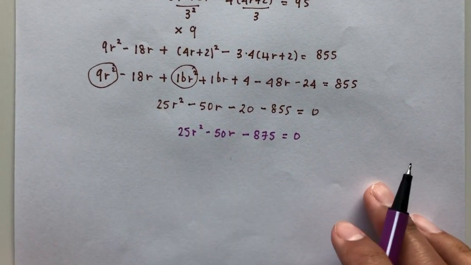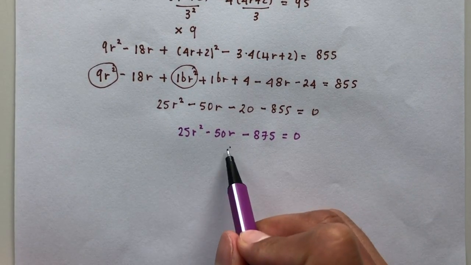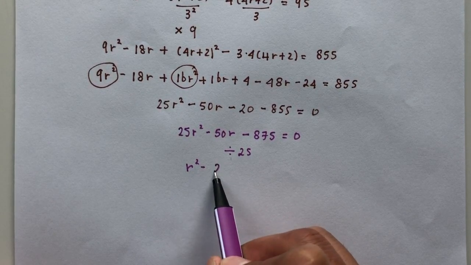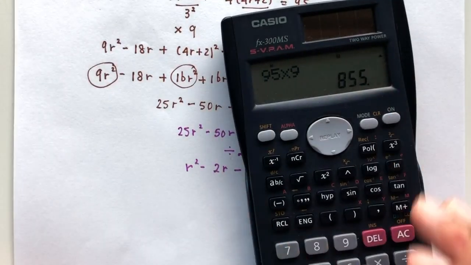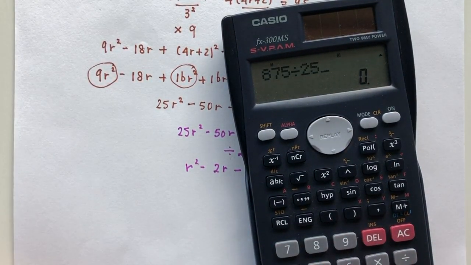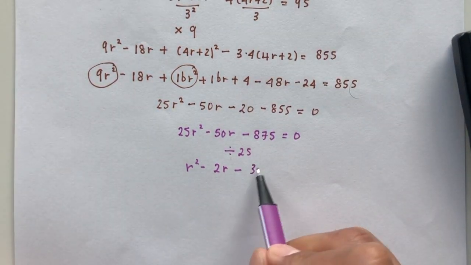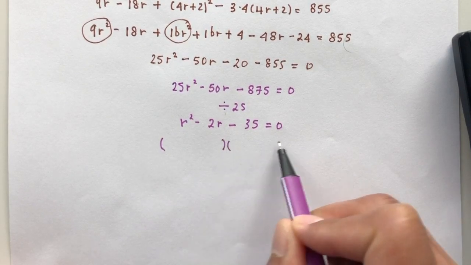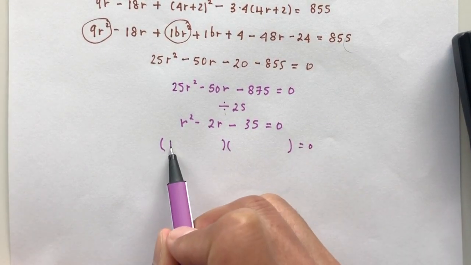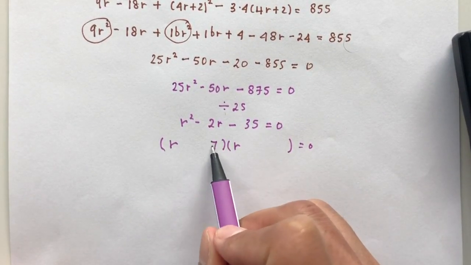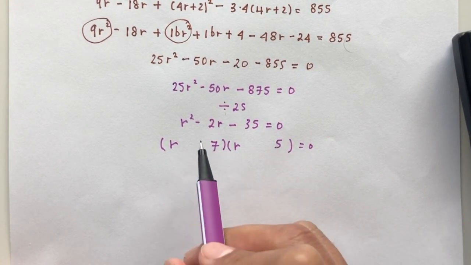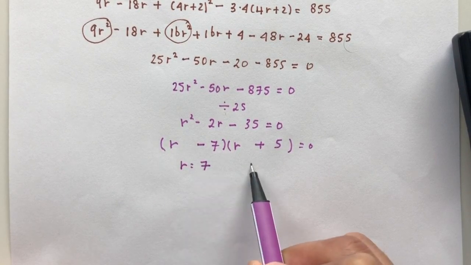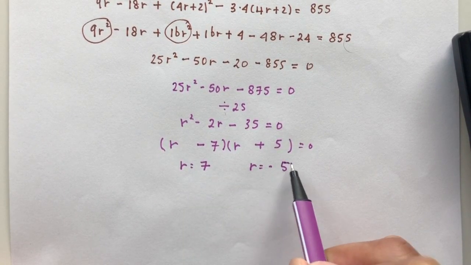Now we have to factorize to find the value of r. So first thing we can do is to divide by 25. You will have r squared minus 2r minus, so 875 divided by 25, that will be 35 equal to 0. Now factorize. Let's find the value of r. So r squared is r times r. 35 will be 7 times 5. Minus 2 will be minus 7 plus 5. So r can be 7 and r can be minus 5.